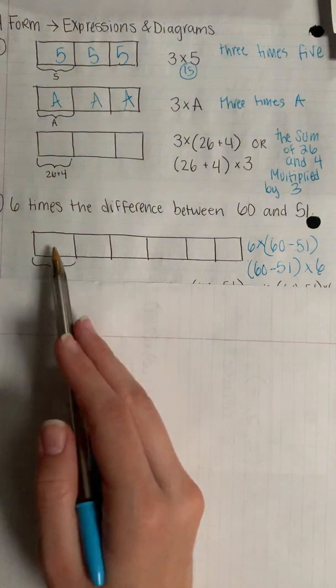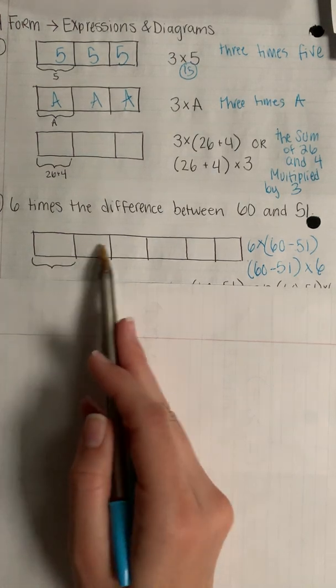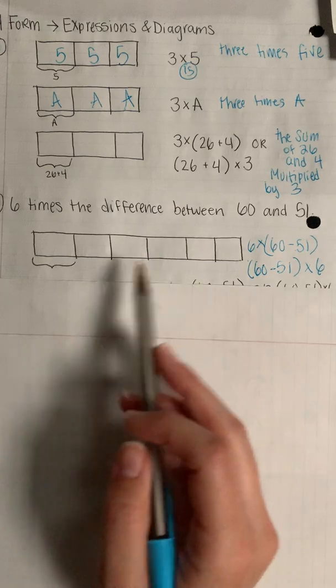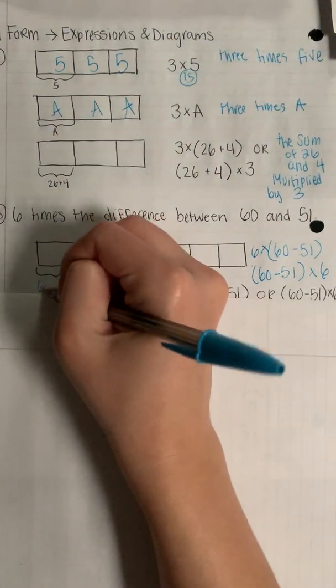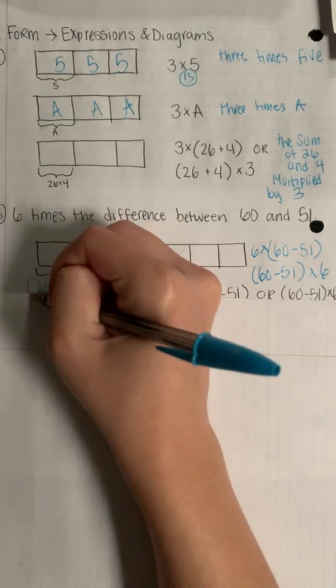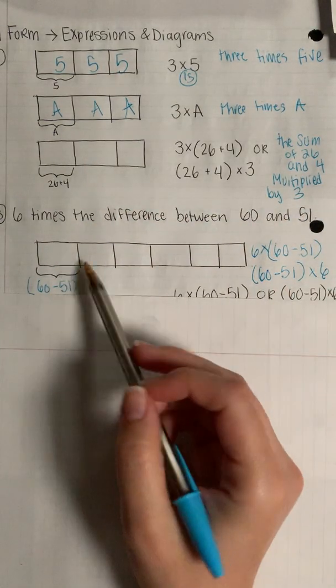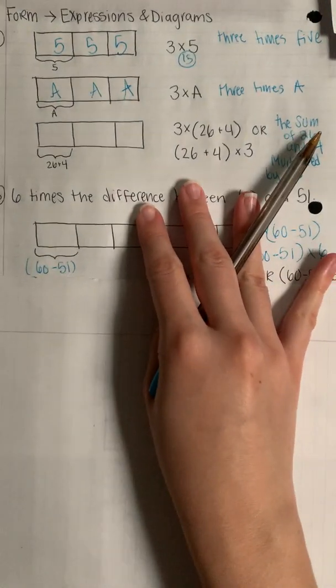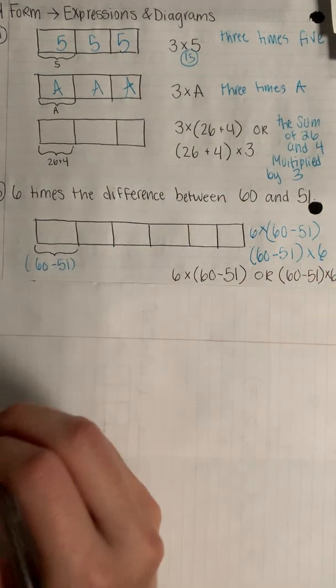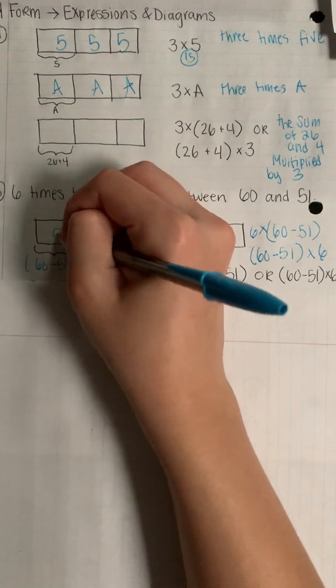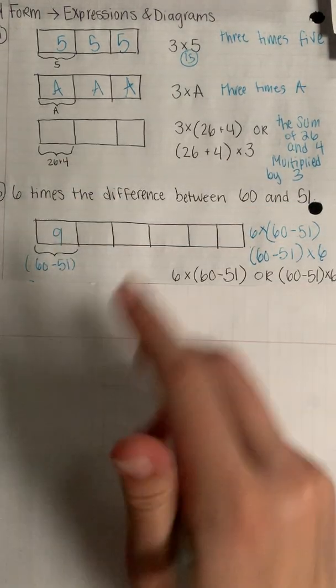So here's my 6, ready? 1, 2, 3, 4, 5, 6. Each one of these boxes then shows 60 minus 51. I'm finding the difference between those two numbers, and then I'm showing that difference 6 times. So I know 60 minus 51 is going to be 9, and they want me to show that 6 times.